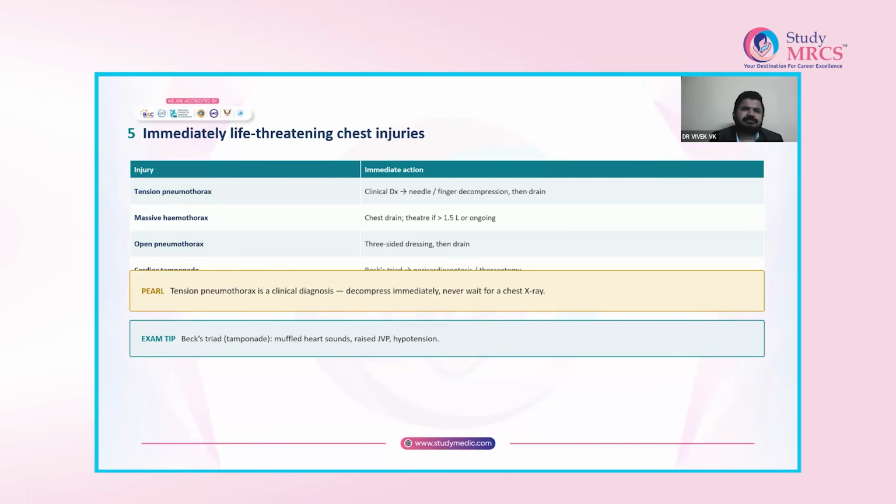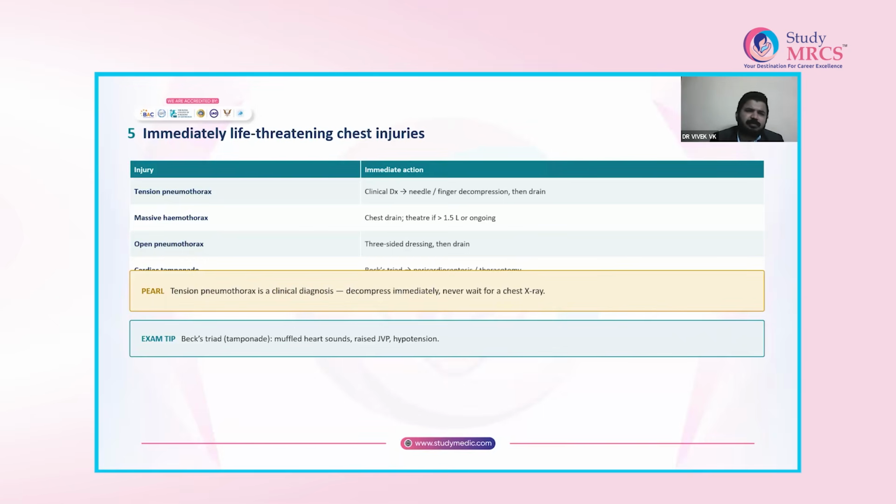For the open pneumothorax, which is usually through a wound sustained in the chest wall, the management is you have to close that wound. You have to seal that wound using a 3-sided dressing. You have to keep one side open.